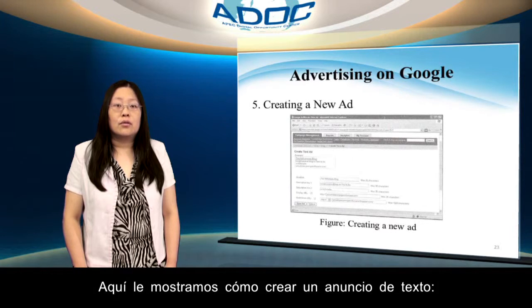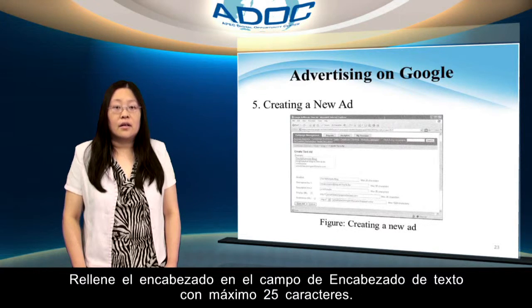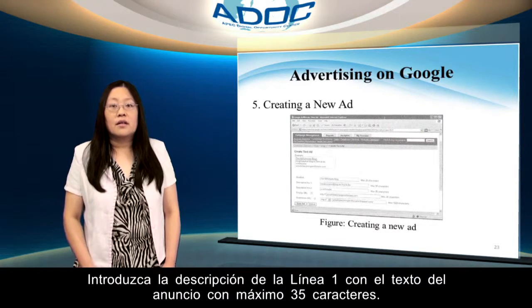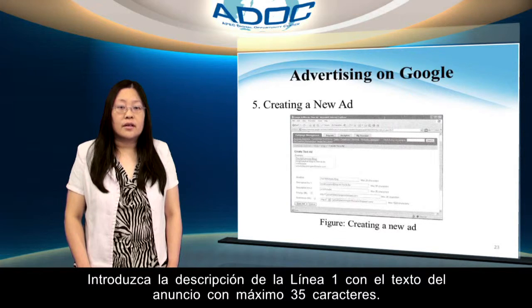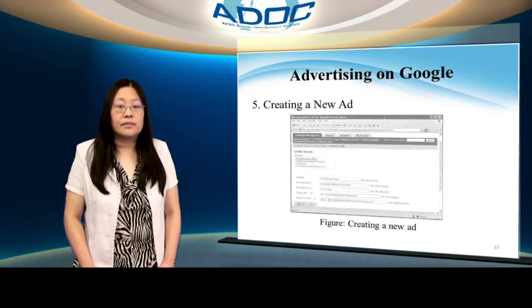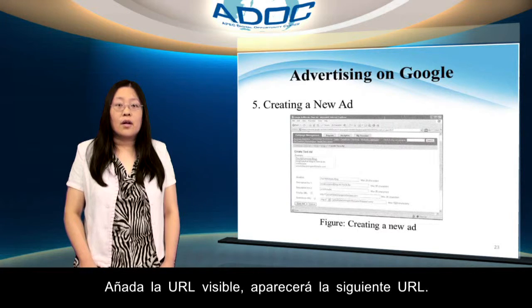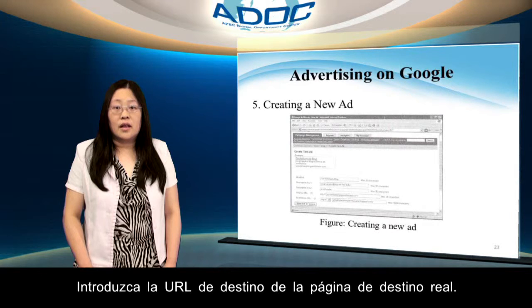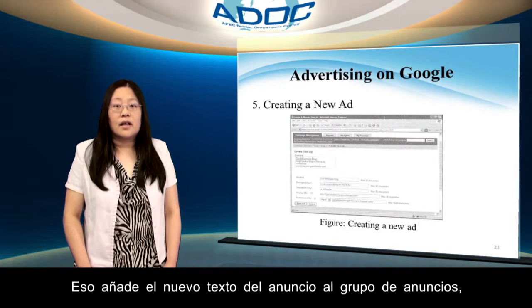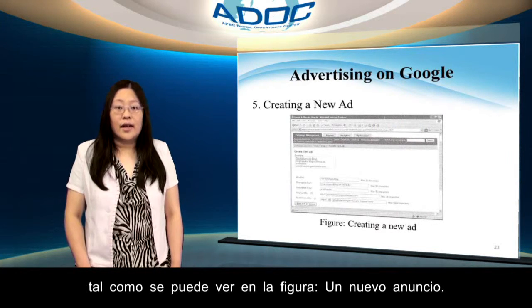Here's how to create a new text ad. Fill in the headline in the headline text field, max 25 characters. Fill in description line 1 with the ad text, max 35 characters. Fill in description line 2 with the ad text, max 35 characters. Add the display URL. This URL will be displayed. Fill in the destination URL of the actual landing page. Click the Save Ad button to add the new text ad to the ad group. As you can see in the figure, a new ad.